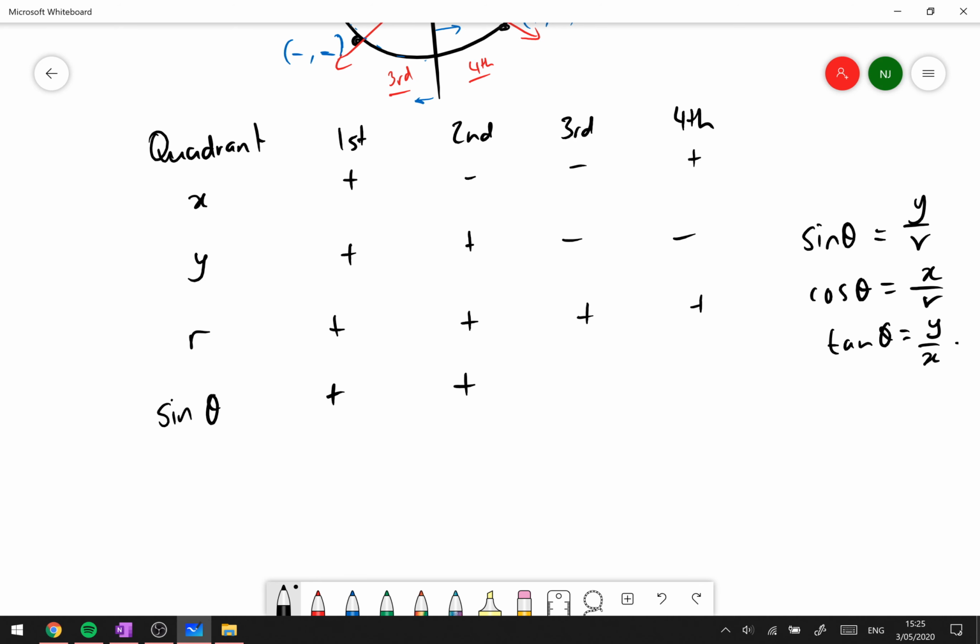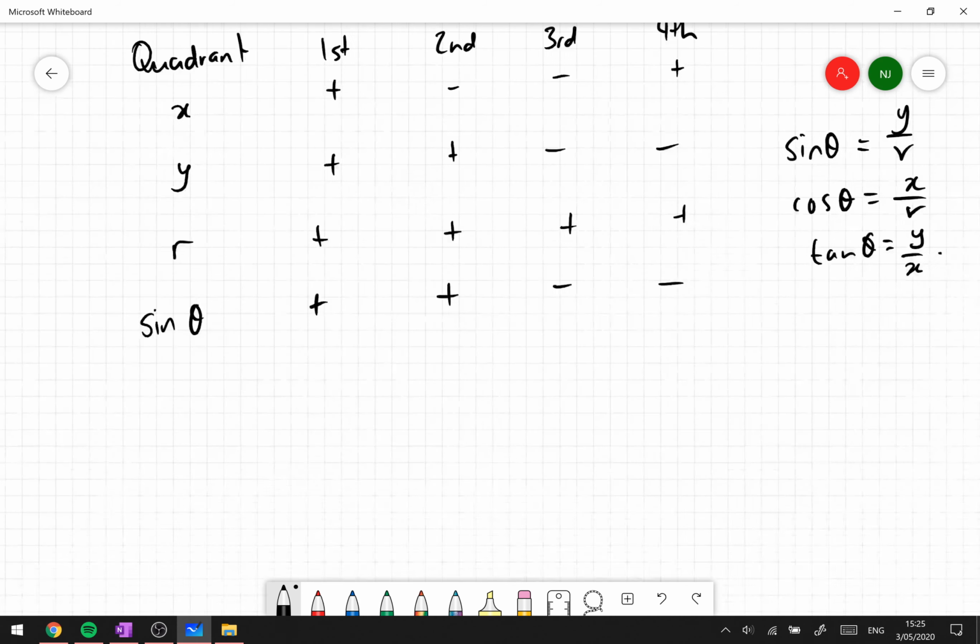Now in the third one, this is where we change. We've got y is negative, but r is positive. A negative divided by a positive would give us a negative value. So if we put sine of a number that's in the third quadrant, so between 180 and 270, let's put in 200, it will return a negative value. And just like in the third, we've got a negative divided by a positive in the fourth quadrant, so putting sine of a number between 270 degrees and 360 degrees will also return a negative value.